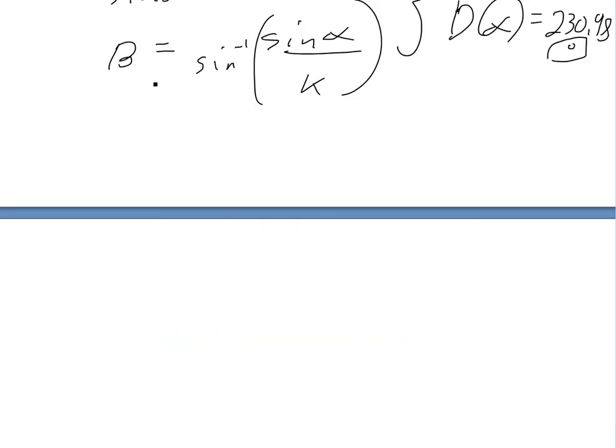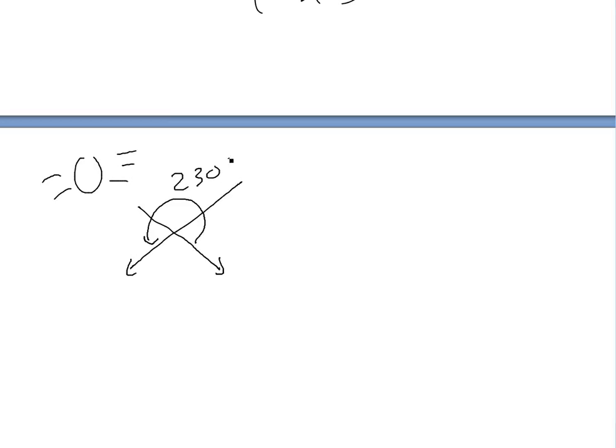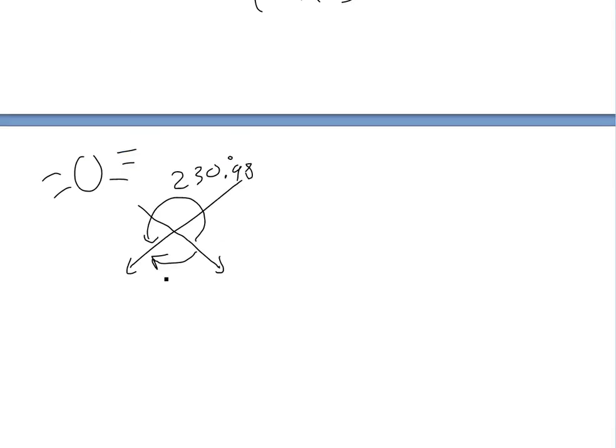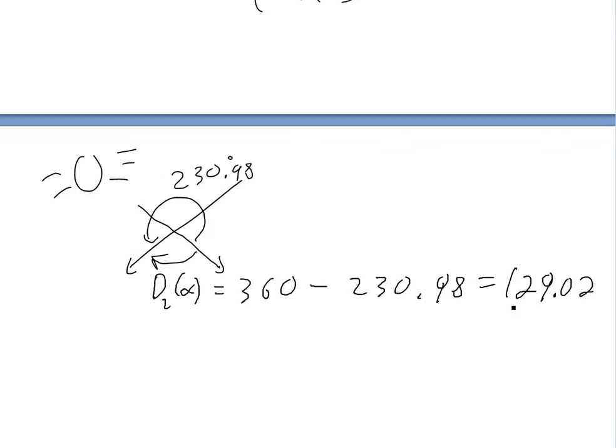So if you have the two rays here, if this was your incident ray, the ray from the sun, and your ray to the observer is like this one, then this one right here is going to be 230 degrees, or 230.98, and this is the angle we're going to be considering. We'll call this D2, or deviation 2, and this one is equal to 360 minus this angle, so we get 129.02.